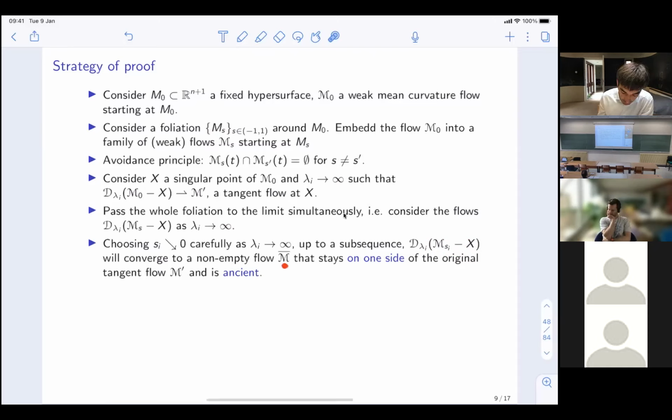This converges to a flow which is on one side of this tangent flow. Think of this tangent flow, this picture we had before in space-time. Now you get a flow which sits on one side of that, either the inside or the outside. But it's not self-similar. But the important thing, it's on one side of this flow and it's ancient. Because this limit will also have existed, after blowing up, for all negative times.